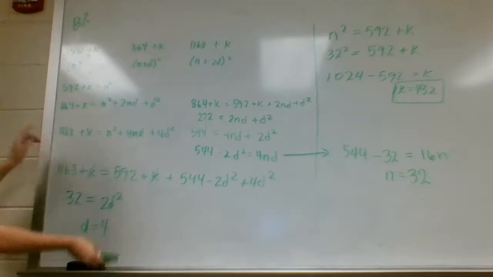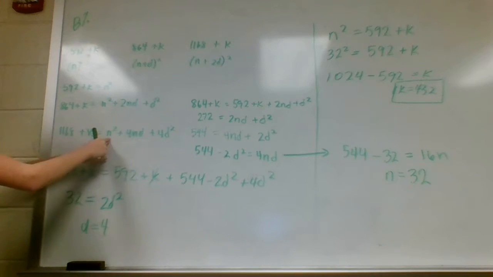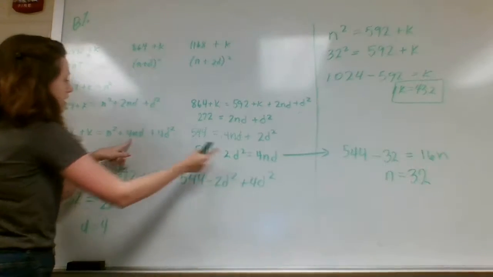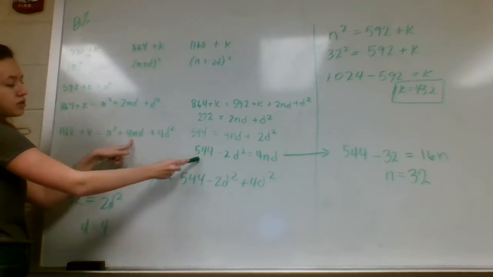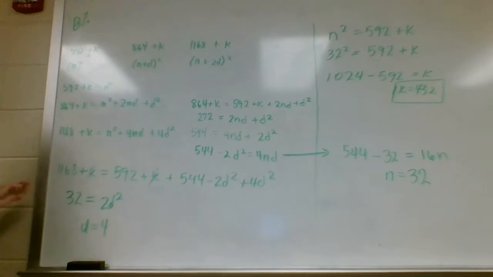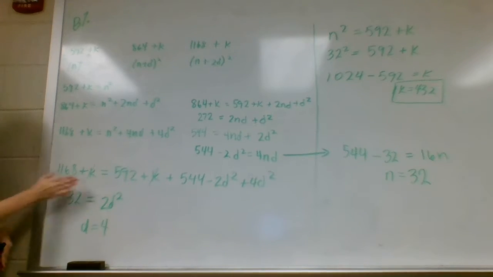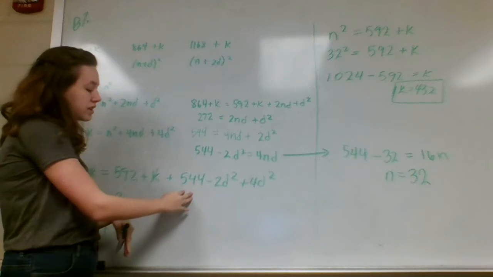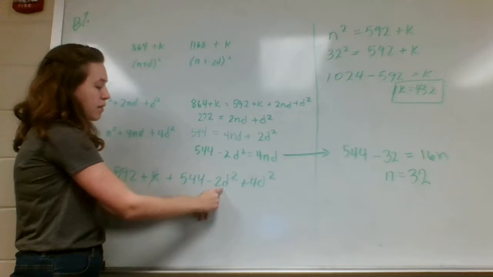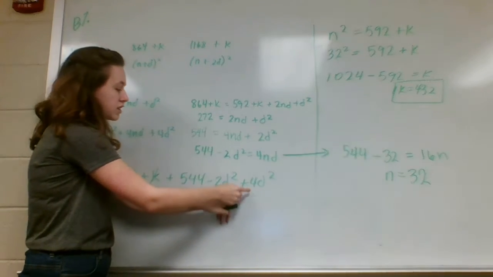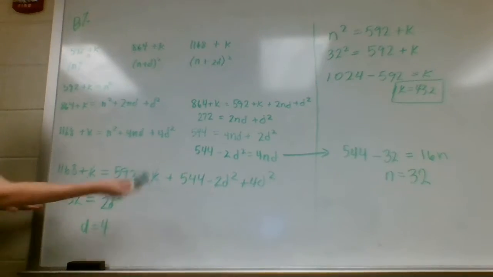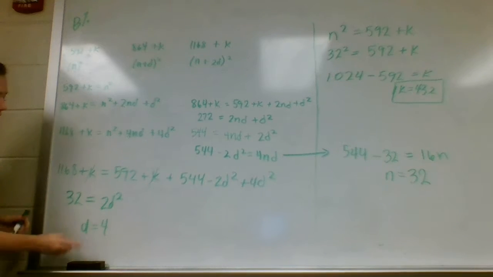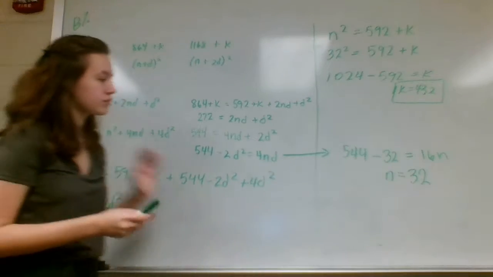From there, you plug it in to this third equation, because now you know this n squared is 592 plus k, and you know 4nd is equal to 544 minus 2d squared. So I have 1168 plus k equals 592 plus k plus 544 minus 2d squared plus 4d squared. That whole thing simplifies to 32 equals 2d squared, which gives you d is equal to 4.